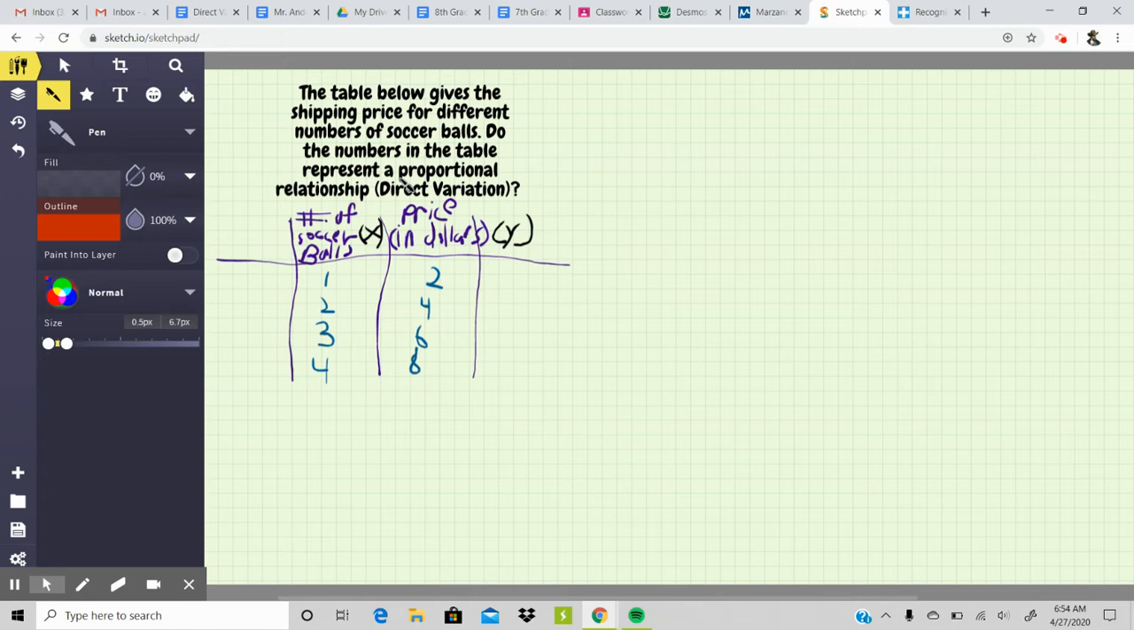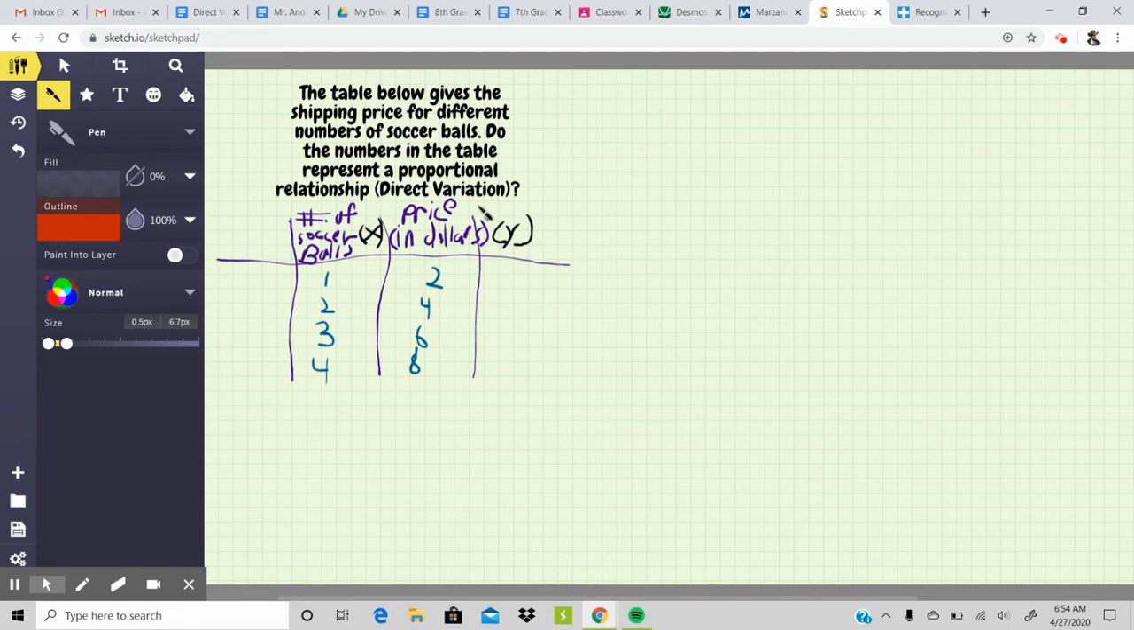Okay, so in this question, it says the table below gives the shipping price for different numbers of soccer balls. Do the numbers in the table represent a proportional relationship, also known as a direct variation? Because in math, we like to come up with fancy words to represent things, I guess.